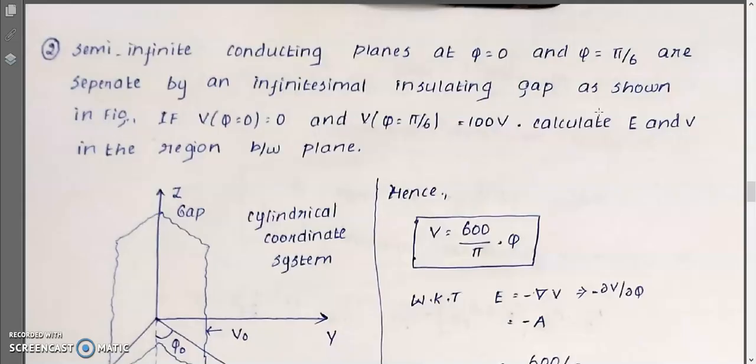After that only we can easily find out the capacitance of the infinite plate, that is the capacitance of the parallel plate capacitor, C is equal to epsilon A by d. But in this problem, we can calculate only V as well as E.